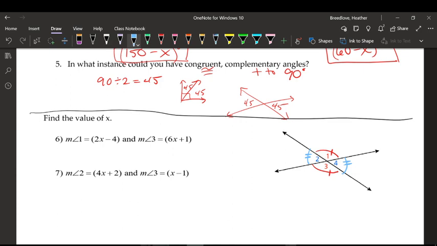All right, so even before I've started the problem, just by looking at the picture and knowing their relationship, I know it does that. So the measure of angle 1 is 2x minus 4. So I'm going to put that in the picture. 2x minus 4. The measure of angle 3 is 6x plus 1. Because I've already marked them to be congruent because they're vertical, I have an equation already. I can say that 2x minus 4 is equal to 6x plus 1. Because they're vertical, they're equal.